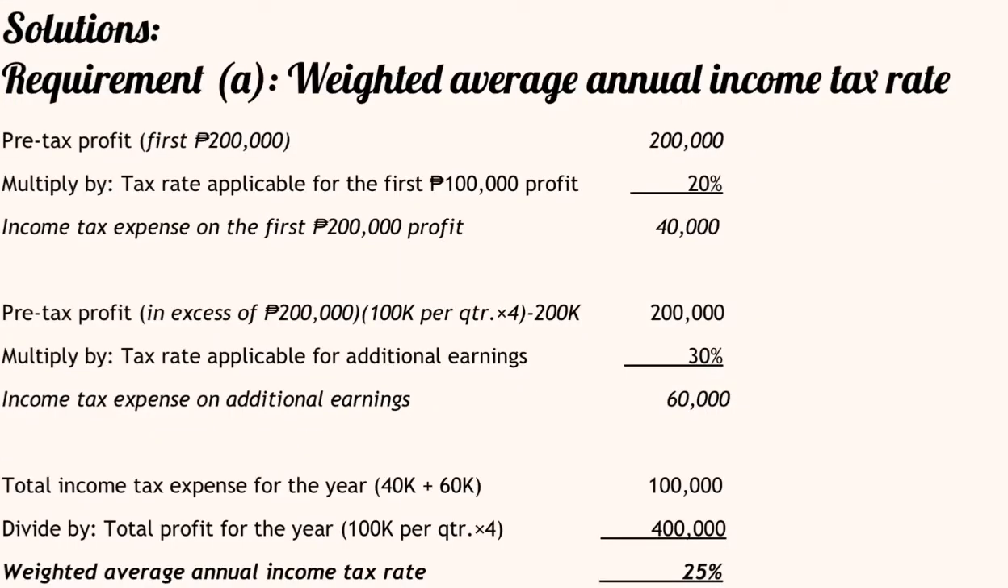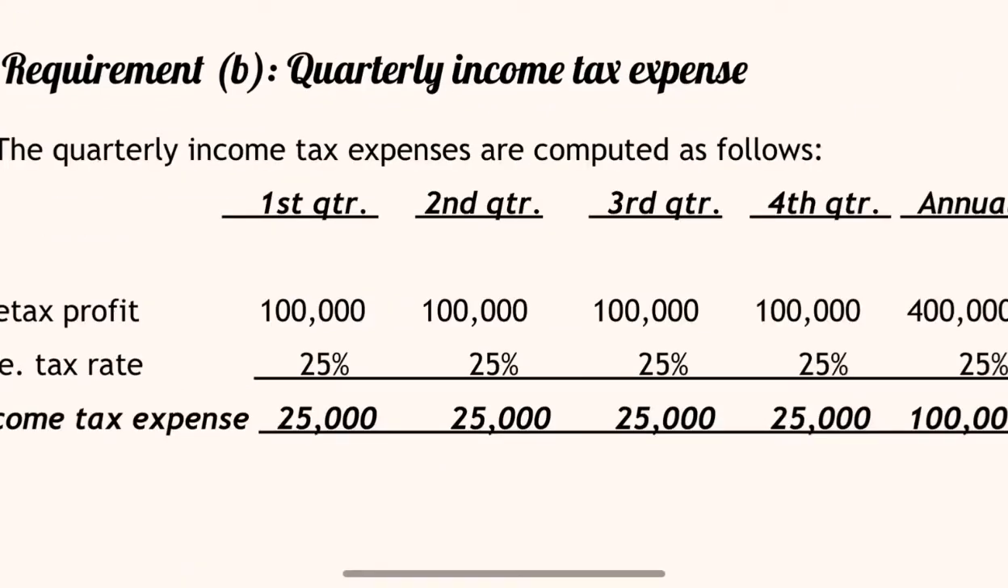financial statements. Solution for the requirement A. Pre-tax profit of 200,000 from the first 200,000 pesos multiplied by 20%, the income tax expense on the first 200,000 pesos profit would be 40,000. Pre-tax profit of 200,000 multiplied by 30%, the income tax expense on additional earnings would be 60,000. Total income tax expense for the year, 100,000 divided by the total profit for the year of 400,000. The weighted average annual income tax rate would be 25%. For the requirement B, quarterly income tax expense. The quarterly income tax expense are computed as follows.